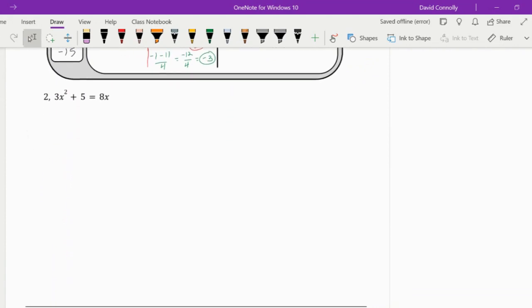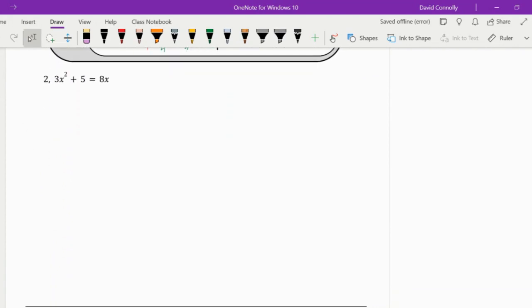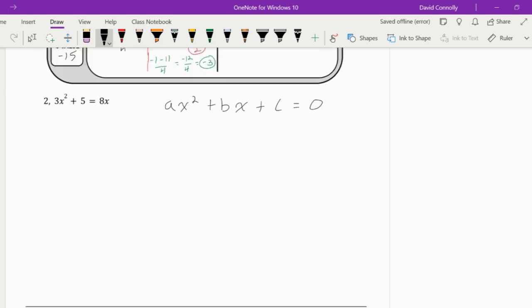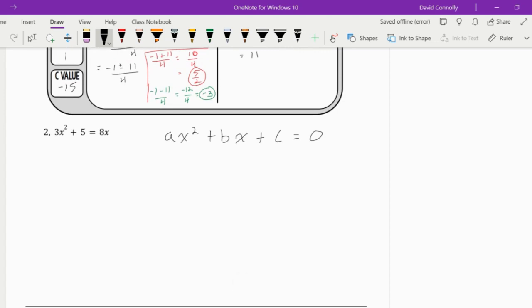Okay, so on this next one, you can see that it breaks our first rule. Remember, the standard form of the quadratic equation is this, and it has to equal 0. In this case, the equation doesn't equal 0, it equals 8x. So what we need to do is subtract 8x from both sides.